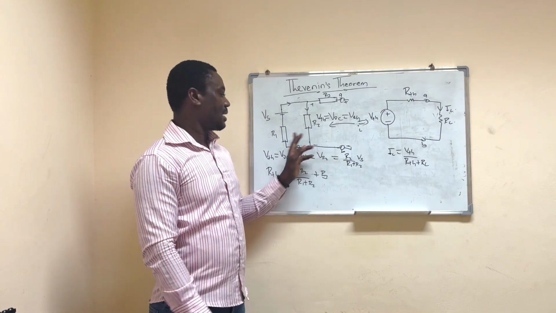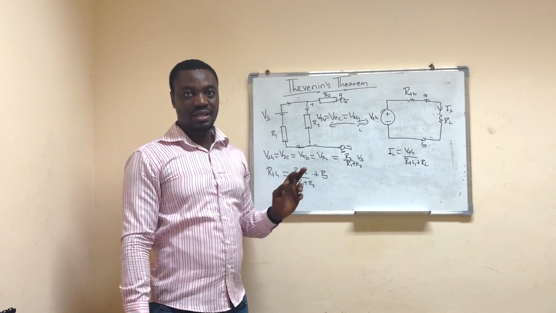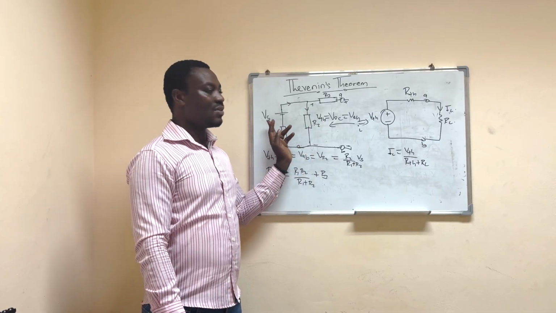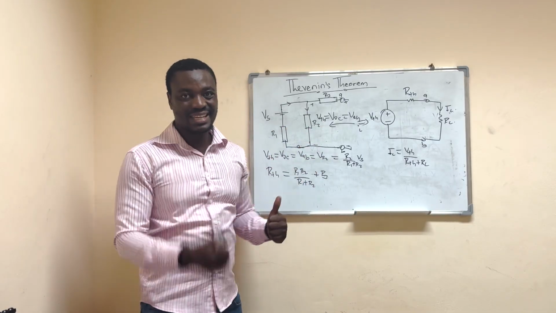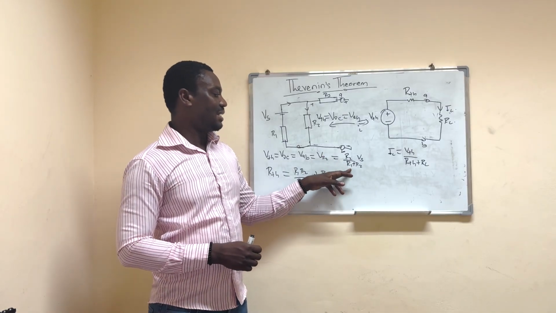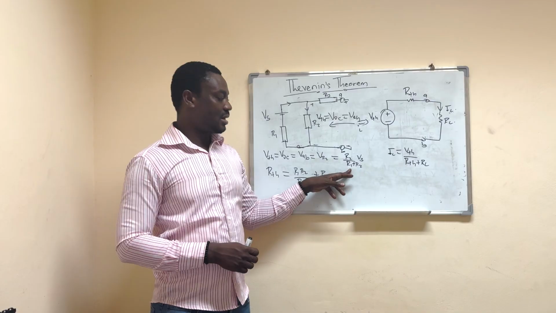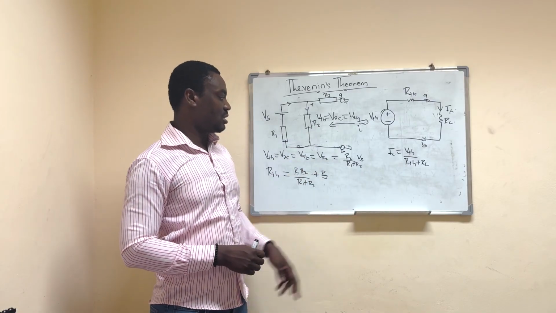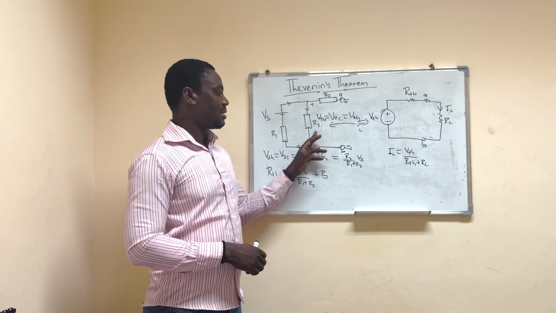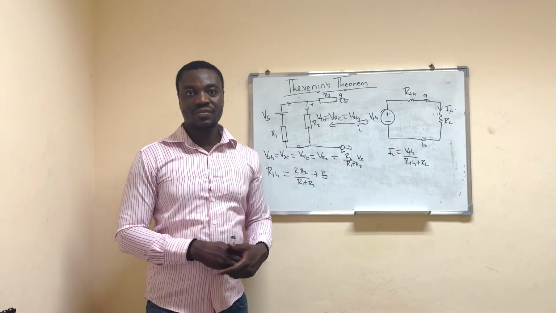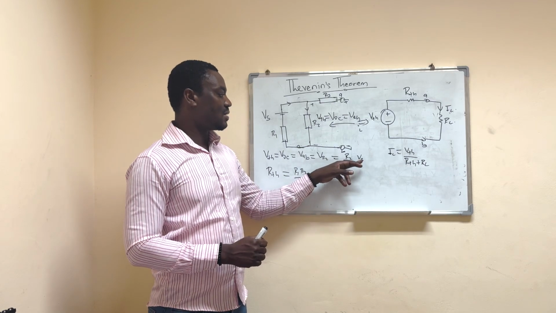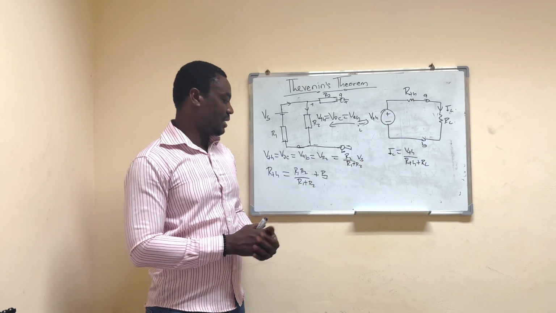That means R1 and R2, since the same current passes through them, are in series. So we just have a voltage source in series with two resistors, R1 and R2. Then we can just use voltage divider to get the voltage across R2, which is going to equal the resistor, R2, over the equivalent resistance of the resistors in series. So that's R1 plus R2, times the voltage source, Vs.